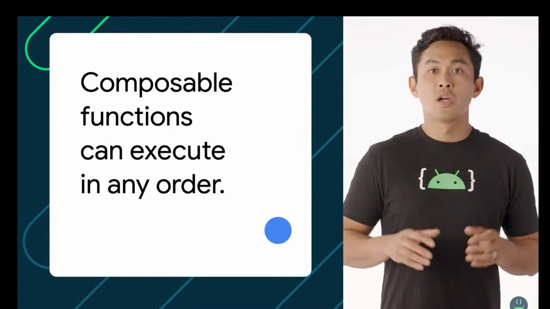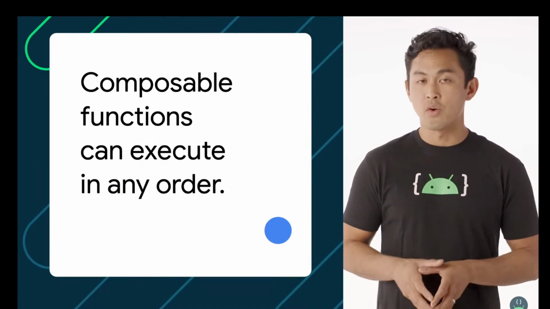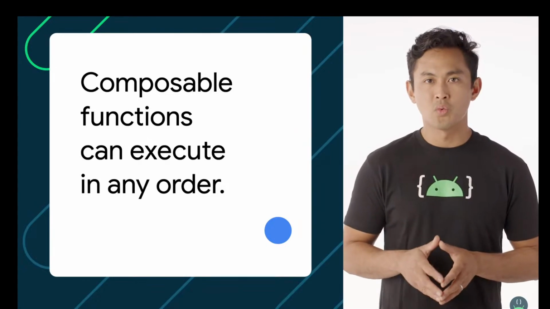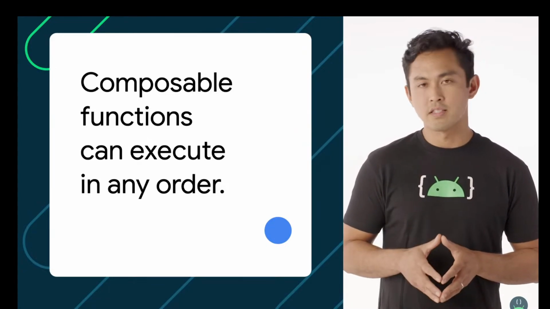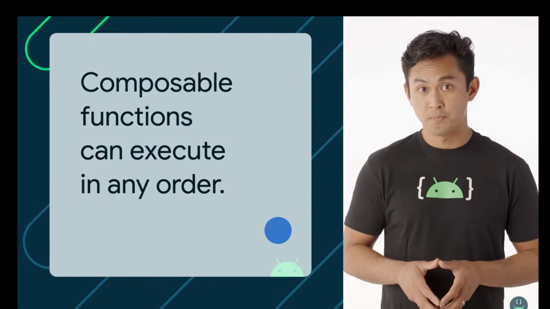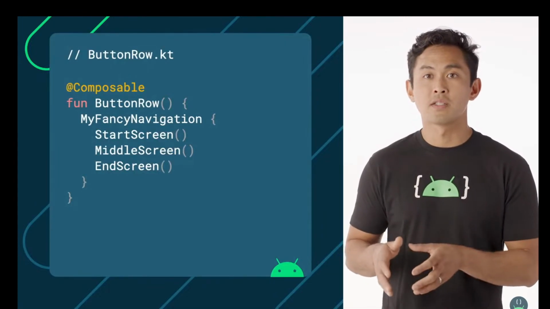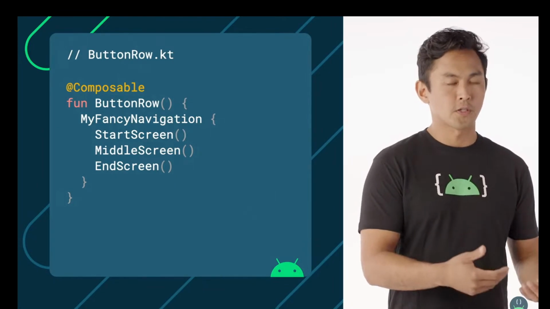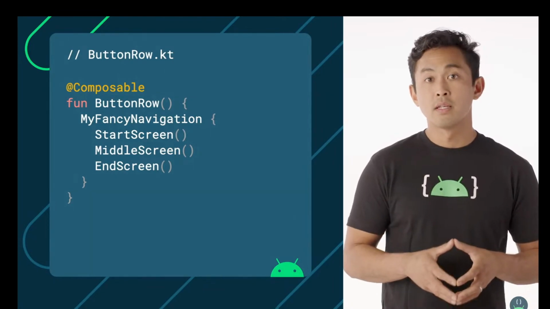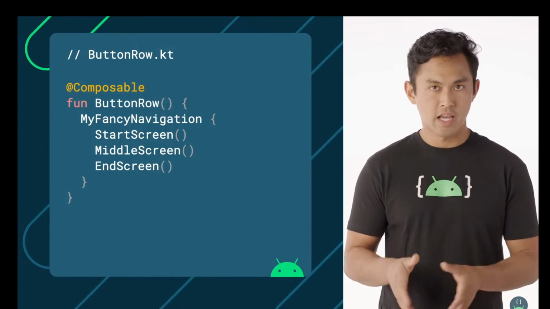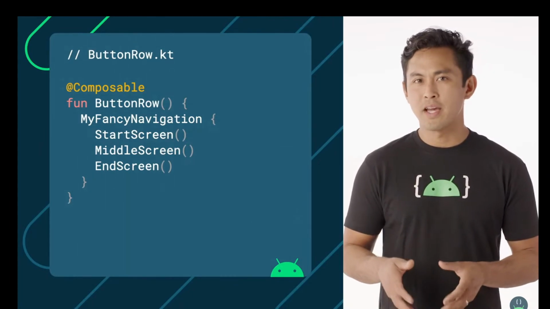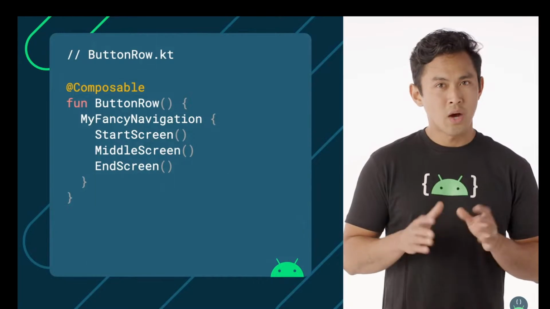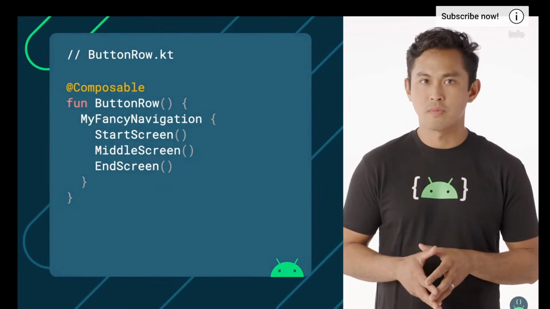First, composable functions can execute in any order. Looking at the code for a composable, you might assume that the code runs in order, but this isn't necessarily true. Compose can recognize that some UI elements are higher priority than others, so those elements might be drawn first. Say, for example, you have code that draws 3 screens in a tab layout. You might assume that the start screen is executed first. However, these executions can happen in any order.